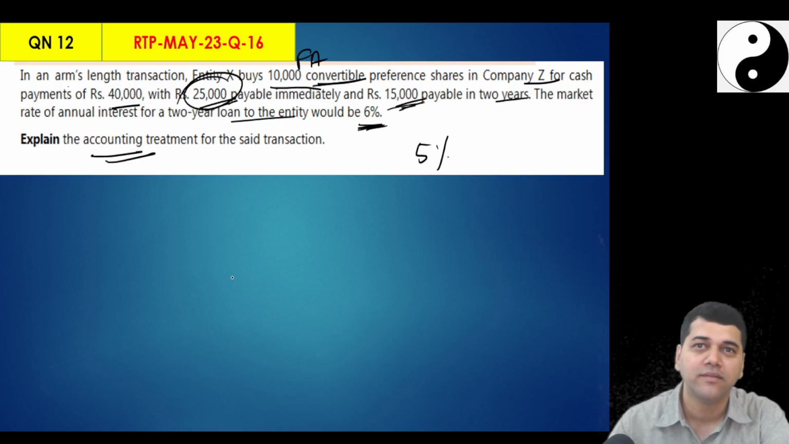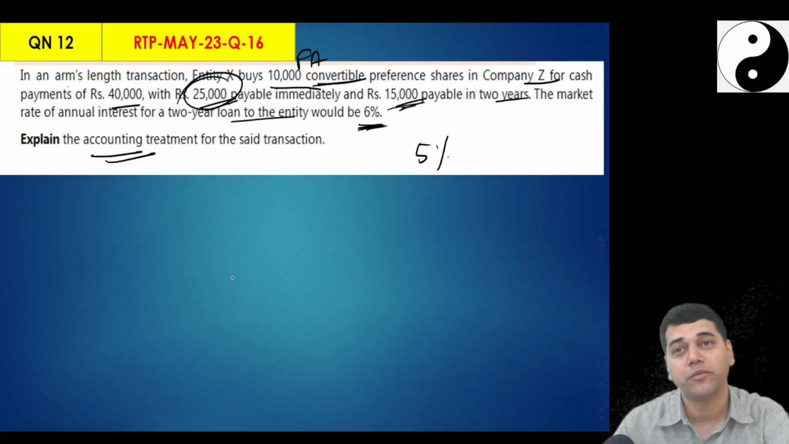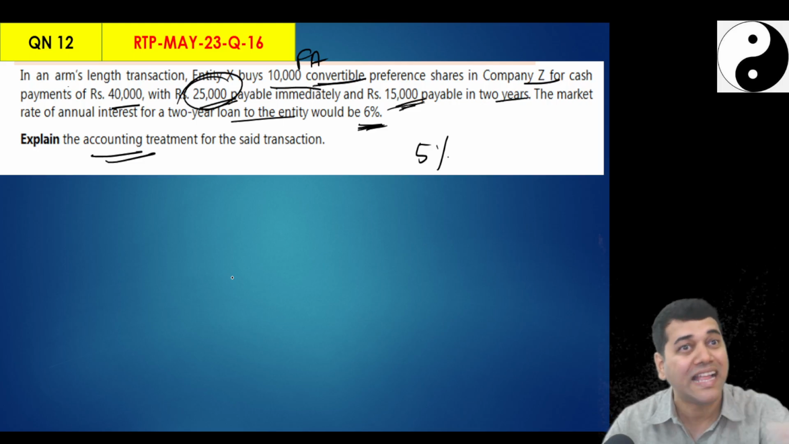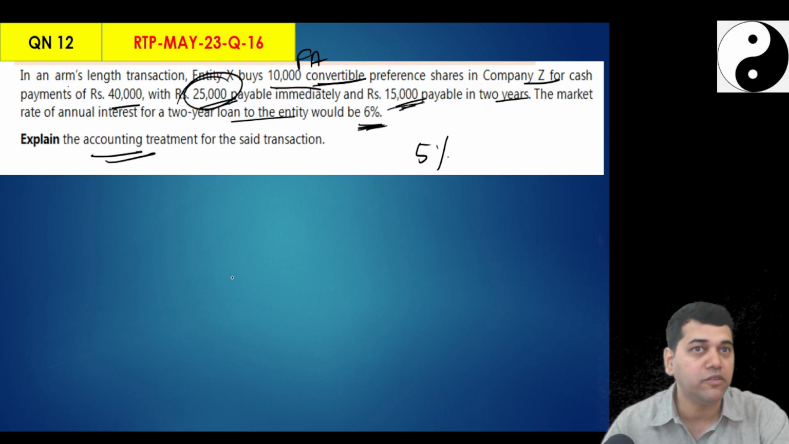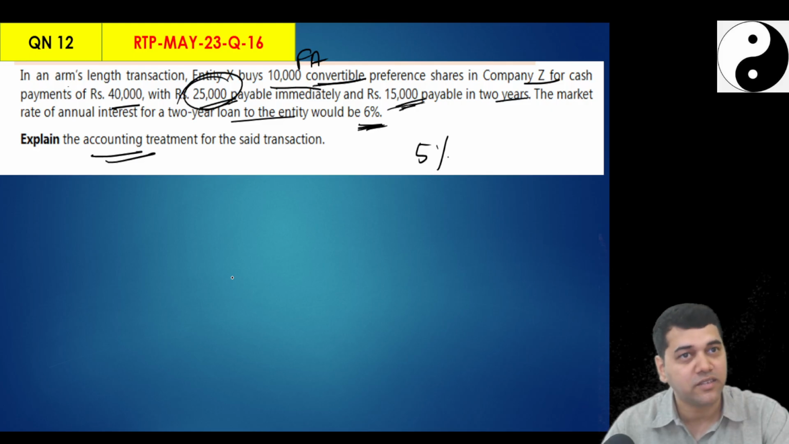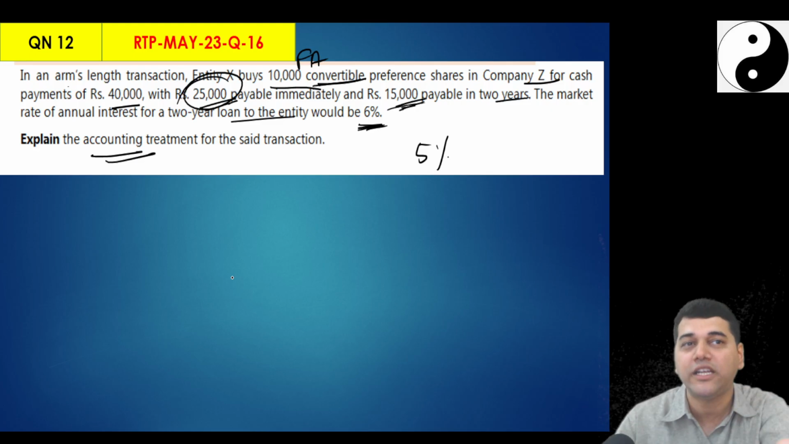If it is optionally convertible, what do you mean by optionally convertible? If you want, you convert, else get paid cash. So if it's optionally convertible, is it my financial asset? Yeah, it is at my option, right? I can ask for cash. I have got a contractual right to receive the cash.